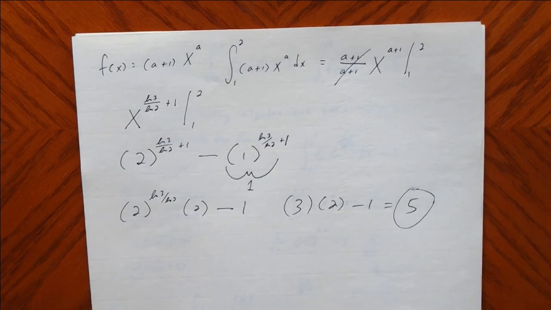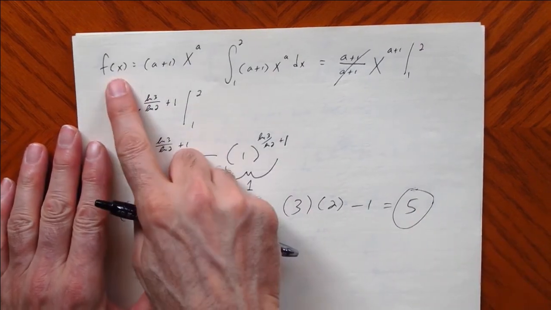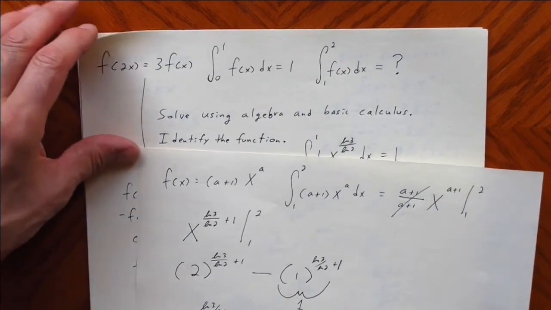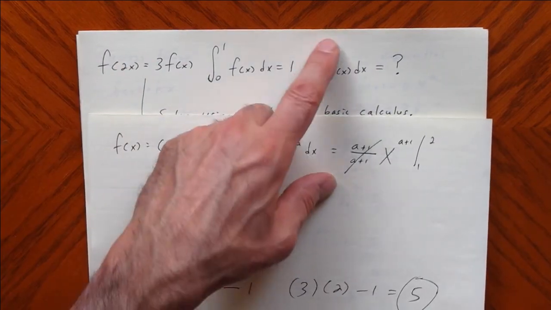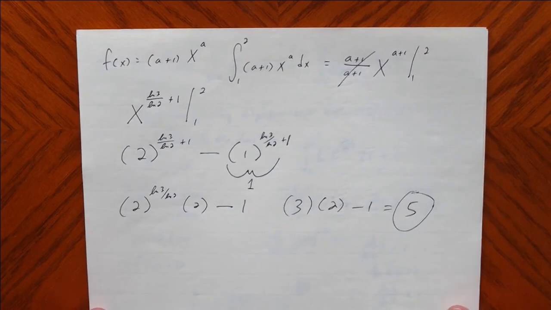So we have actually met both of our requirements. We've determined the identity of the function f of x, and we found the answer to the integral of f of x from 1 to 2 dx. So I think that's about all that I have.